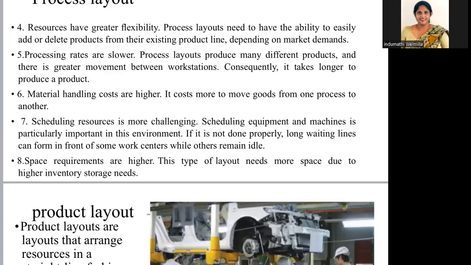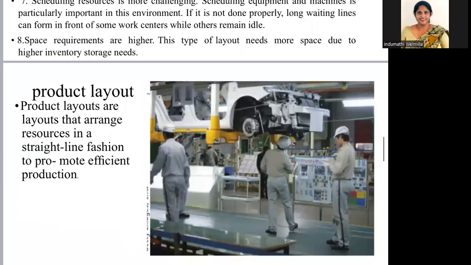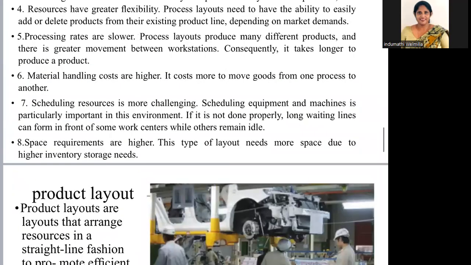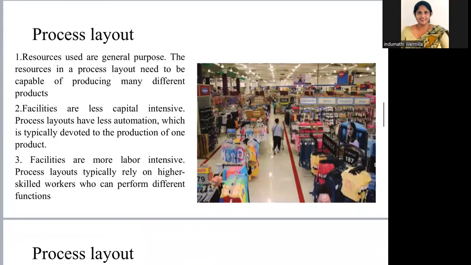Anyway, in here I have given some examples. The next one is product layout. In this picture you can see a process layout as an example, right? This is maybe a supermarket or a big shopping center. Here you can see in one place there are clothes, another side is shoes. They keep them in different places, right? But that's why we say this is a process layout.